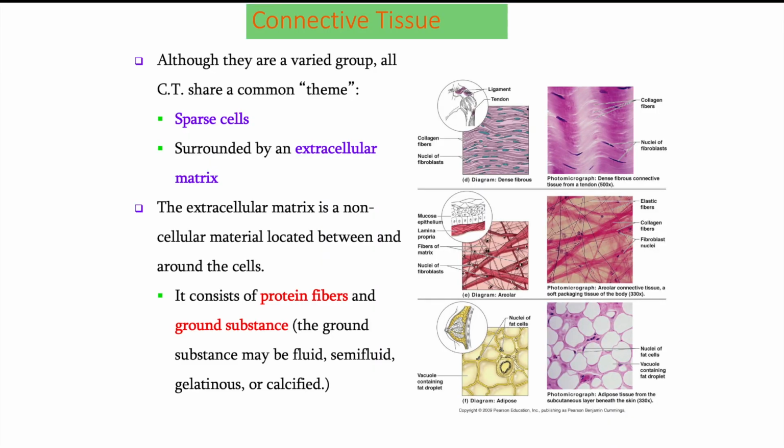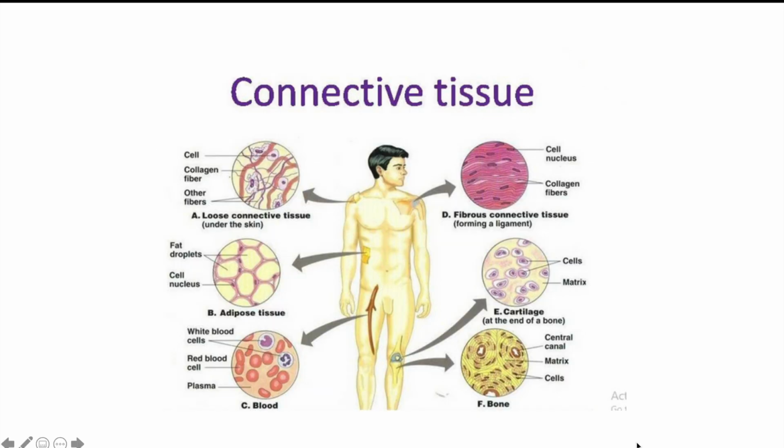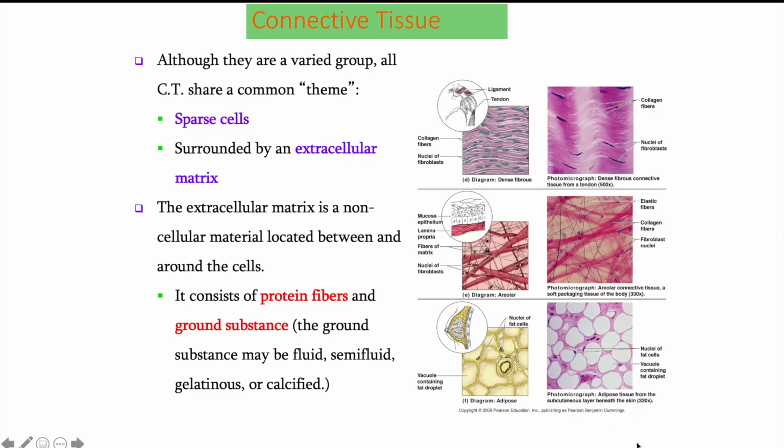The next group of cells we're going to look at are connective tissue cells. Connective tissues are the next group of tissues we're going to look at, and there's a big variety of them, and they may look rather different, but they all share certain characteristics. So we're going to look at the characteristics first. The cells are sparse, and this just means that they're further away from each other typically, right?